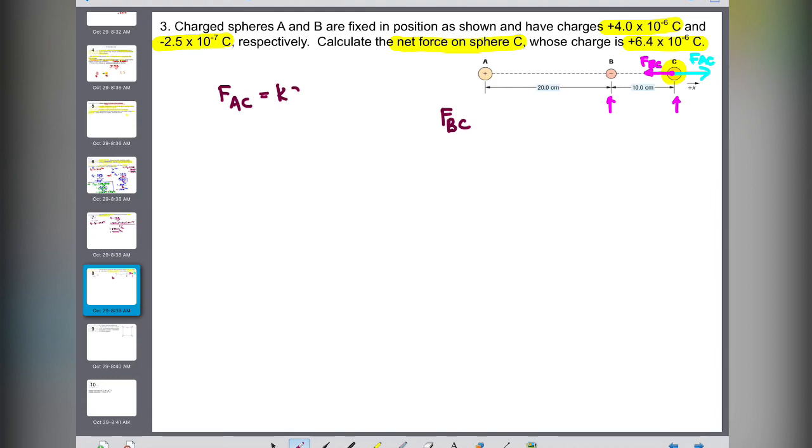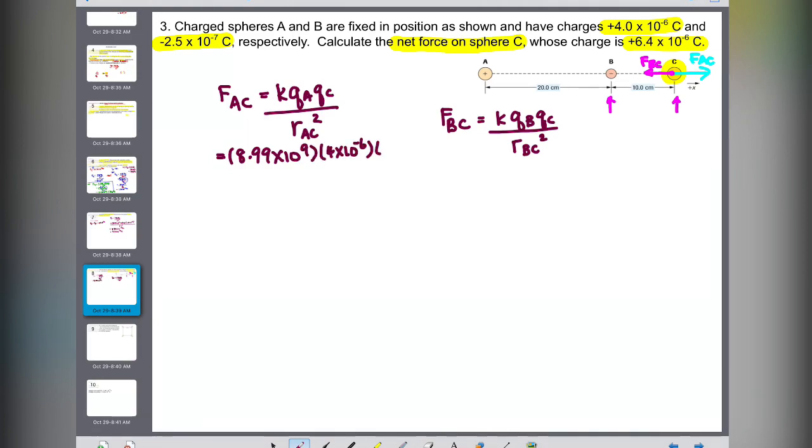Okay, so the equation is k QA QC divided by the radius, meaning distance between A and C, to the square. Write the same equation, k QB QC divided by the distance between B and C to the square. So 8.99 times 10 to the 9. A is 4 times 10 to the negative 6. C is 6.4 times 10 to the negative 6, all divided by the distance between A and C, which is 30 centimeters, so it's 0.3 meters squared, right?